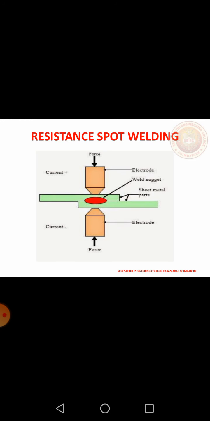Another type of resistance welding is spot welding. The welding heat is generated by the electric current, which is transferred to the workpiece through copper alloy electrodes. Copper is used for the electrodes as it has high thermal conductivity and low electrical resistance compared to most metals, ensuring that the heat is generated in the workpiece rather than the electrodes.